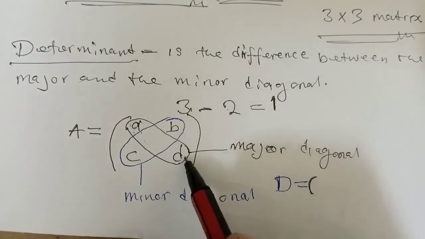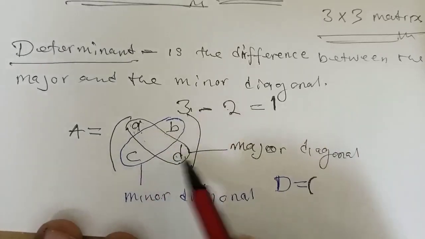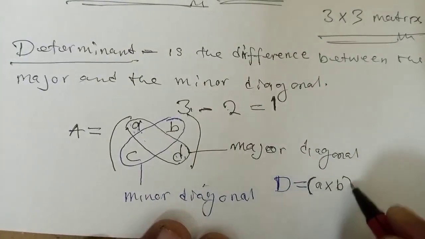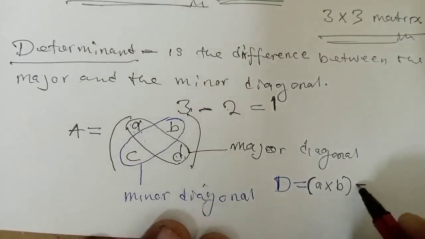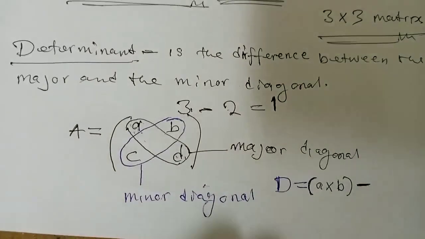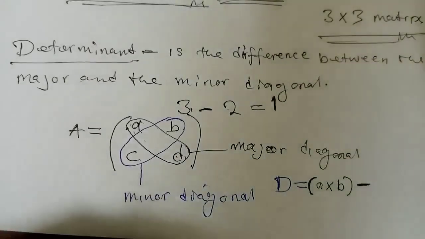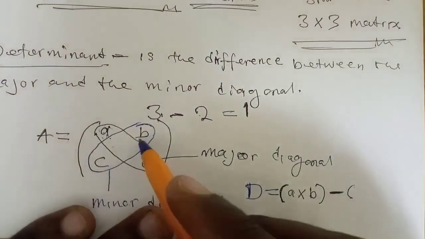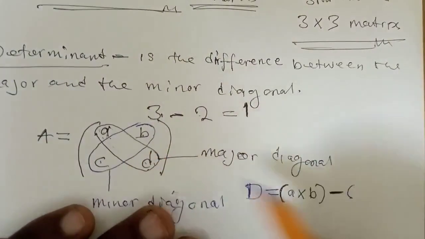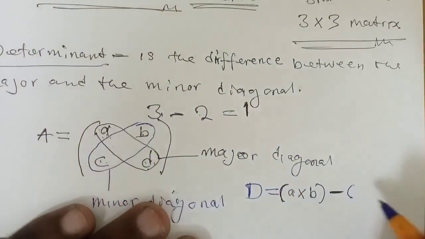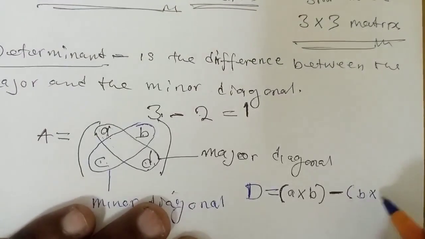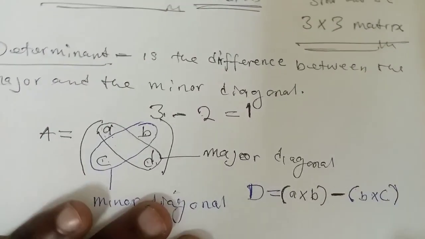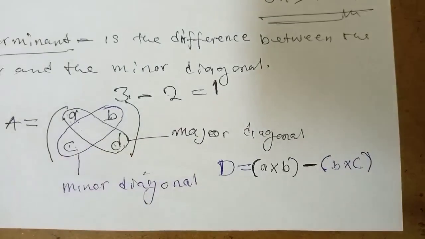So this is the major. We multiply A times B. Then minus B times C. So this is the formula for the determinant.